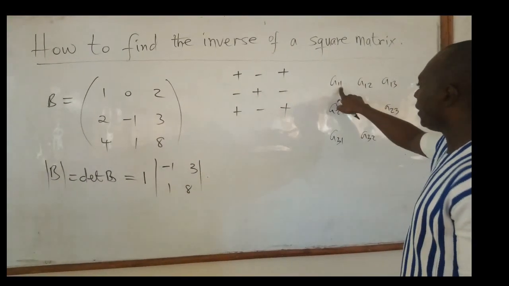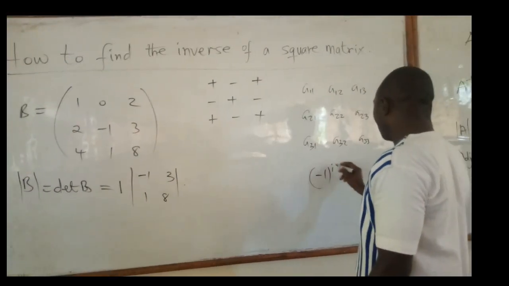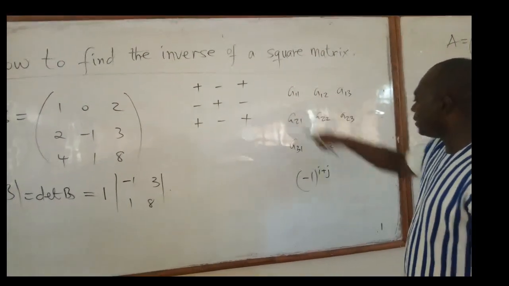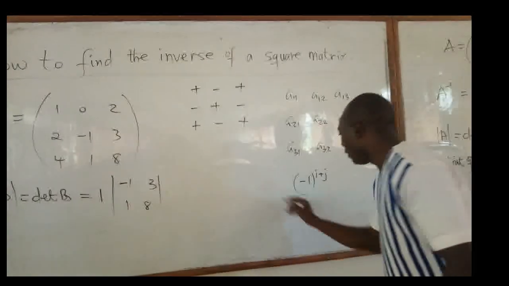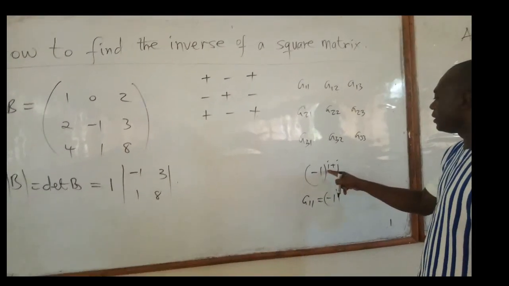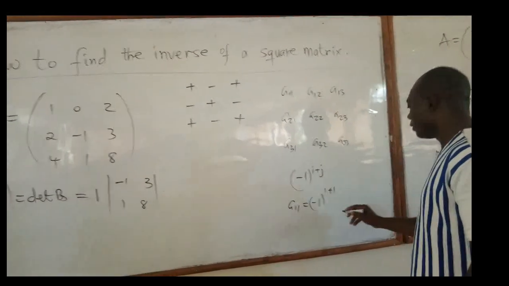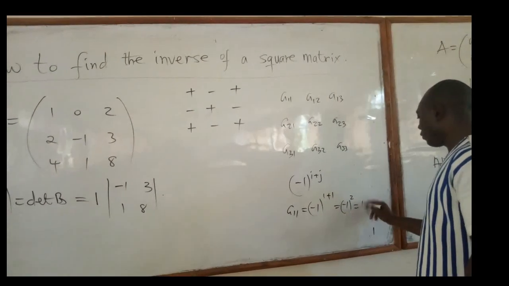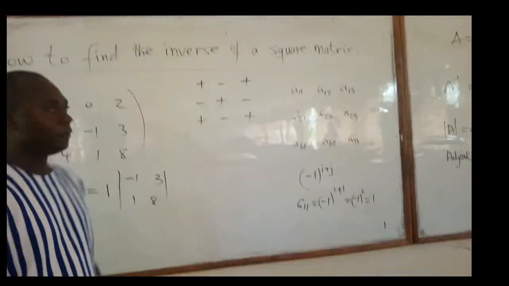The alternating sign is obtained by using negative 1 all raised to the power i plus j. If you have A11, it means that i is 1 and j is 1. So for the first one, we are going to have negative 1 all raised to the power 2, and this will give us 1. Because it is positive, this one has an alternating sign of plus.